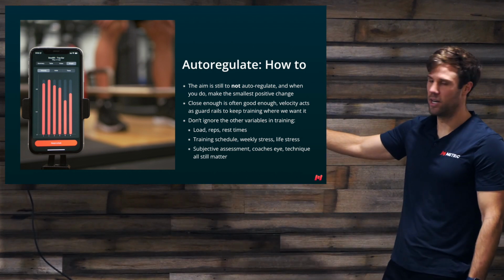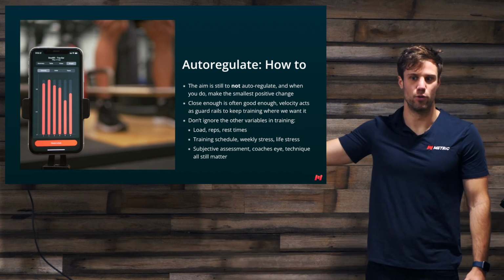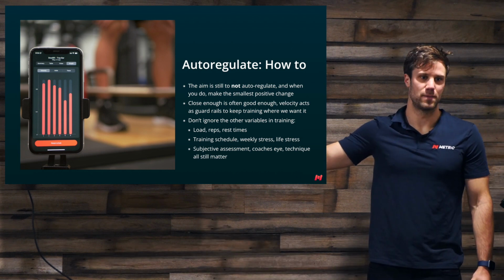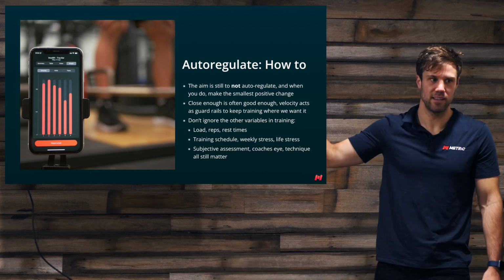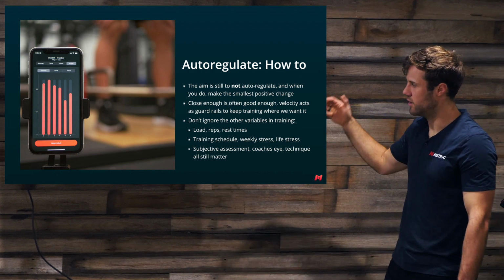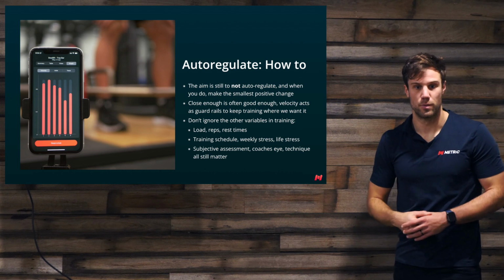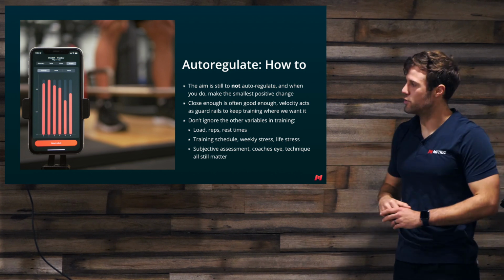Also though, don't ignore other variables. So all these other things in your training don't get ignored when you start tracking velocity. It's a big mistake. People like everything has to be around velocity. It's like, no, it's a thing. It's part of your program, but it's not the whole thing. So load, the reps, the rest time, your exercise prescription, scheduling, sequence, all those things matter.